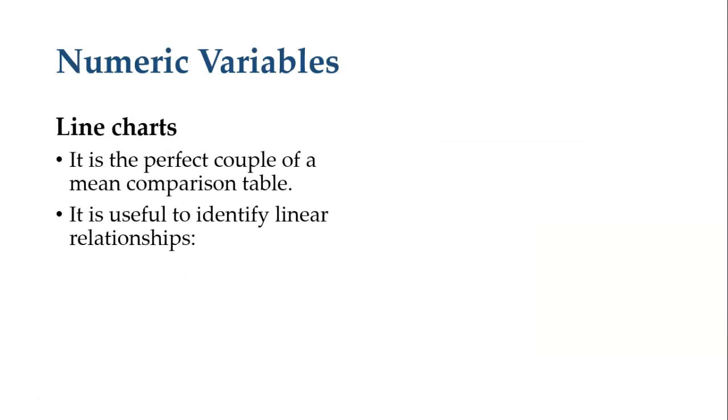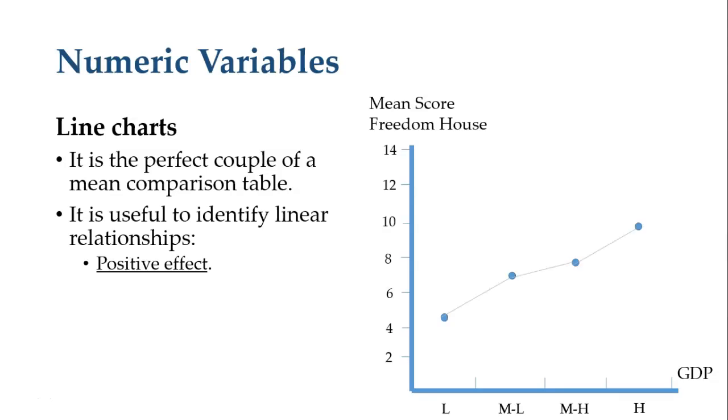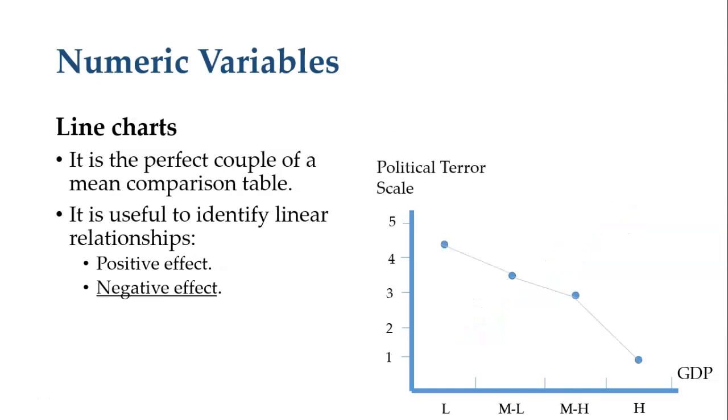The third kind of figure related with these mean comparisons is the line chart. The line charts are very useful again. You can use them to easily identify positive relationships, such as in this case of the mean score of Freedom House and GDP, or negative relationships. If, for instance, you were doing the same exercise, this is a toy figure. It doesn't have real information, but it's probably what you may encounter if you were estimating the relationship between the political terror scale and the GDP.